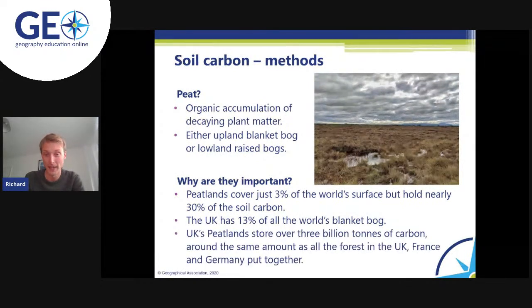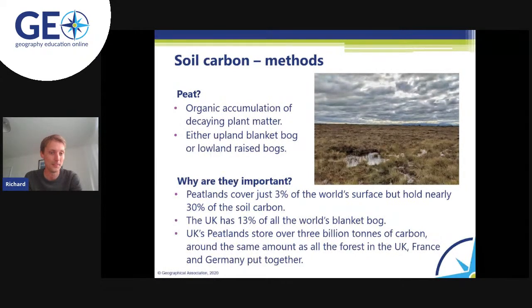And just to give you an idea of how big that store is, our peat store is 3 billion tonnes of carbon, which is the same as all the forests in the UK, France and Germany put together. Those stats come from Moors for the Future, which is an organisation that works in the Pennines to help protect and restore blanket bogs up in the Pennines.